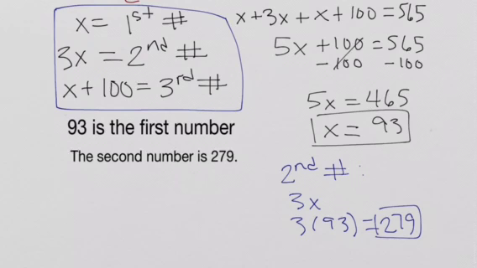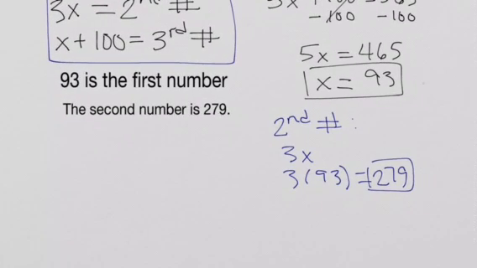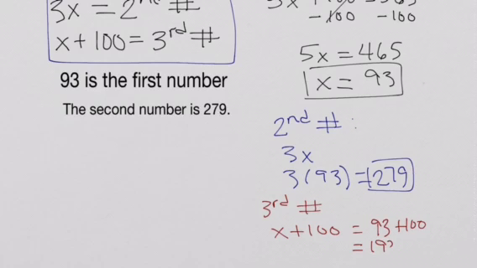Okay, then again, to find the third number, we would go back to our key. The third number is x plus 100. So if I needed to write that out, I would go down here and I would say the third number is x plus 100. So this is equal to whatever our x was. In this case, it was 93 plus 100. So we get 193. So we would say that the third number is 193.